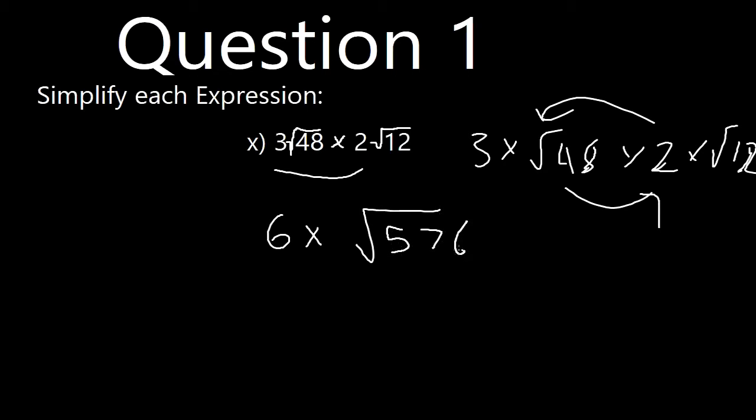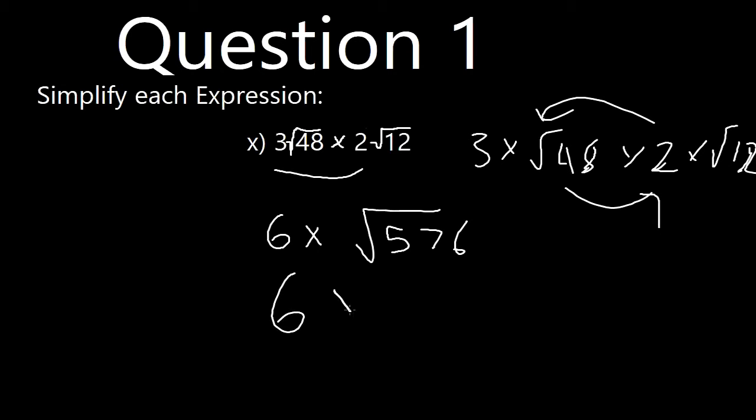576. Now remember, you could have simplified these at the start, but we just want to make sure that we're practicing our rules, so we'll do it this way for now. So root 576. Now what square number do we think that's going to go into? Because we've had 12 and 48, I'm going to take a guess and say 144. So 12 squared. So 576 divided by 144, and that gives me 4 straight away.